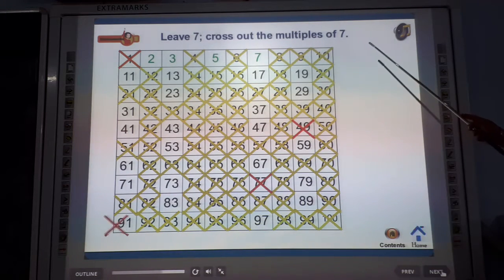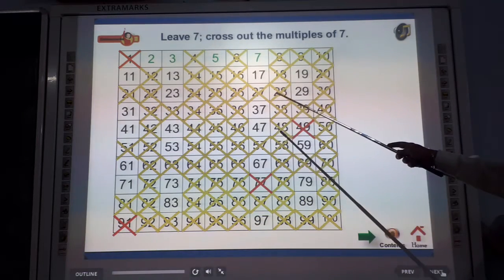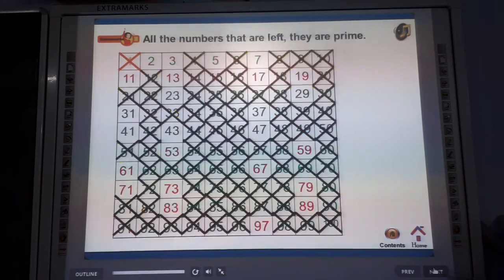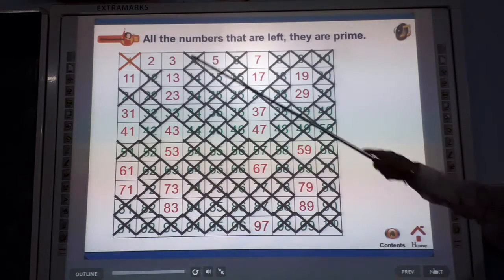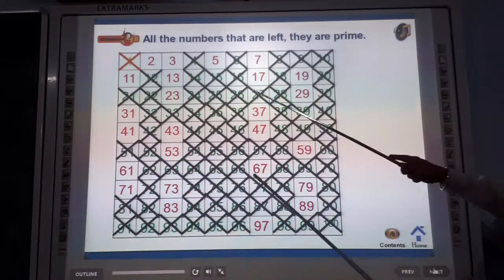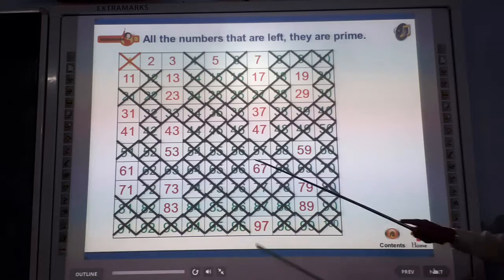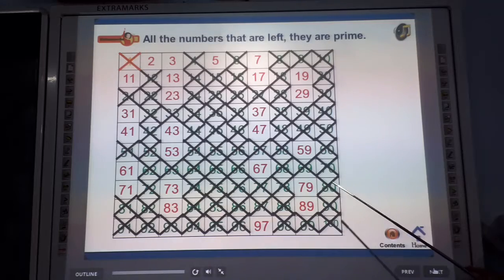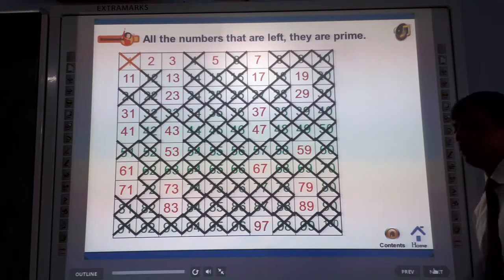Step 7, cross out the multiples of 7: 7 times 2 is 14, 7 times 3 is 21, 7 times 4 is 28, and so on. All the numbers that are left are prime: 2, 3, 5, 7, 11, 13, 17, 19, 23, 29, 31, 37, 41, 43, 47, 53, 59, 61, 67, 71, 73, 79, 83, 89, and 97.